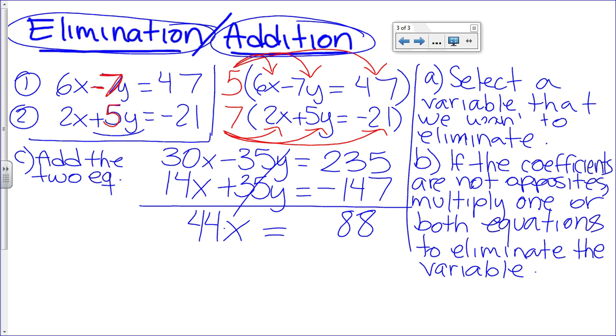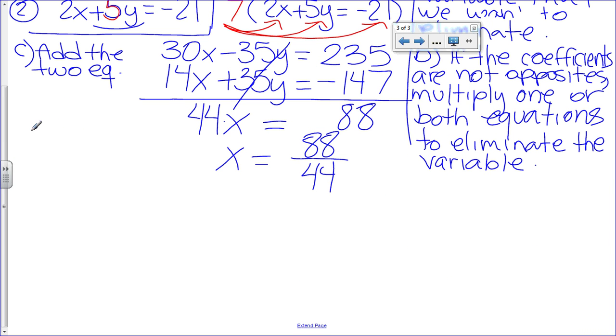So the 44 is multiplying to the x, so how can we solve for x? Divide by 44, because that would be the inverse operation. And so because of that, we get that x is equal to 2. Okay.